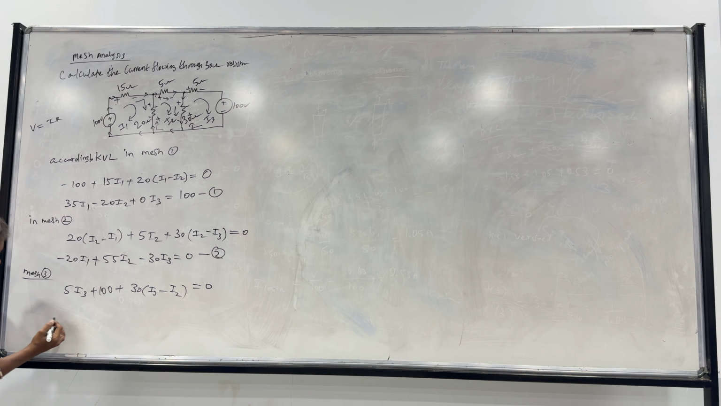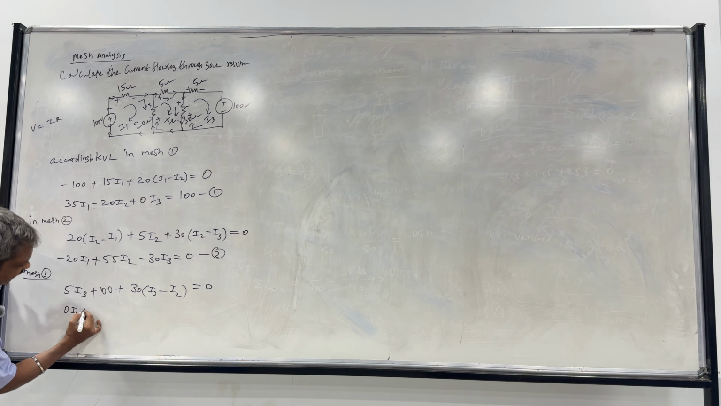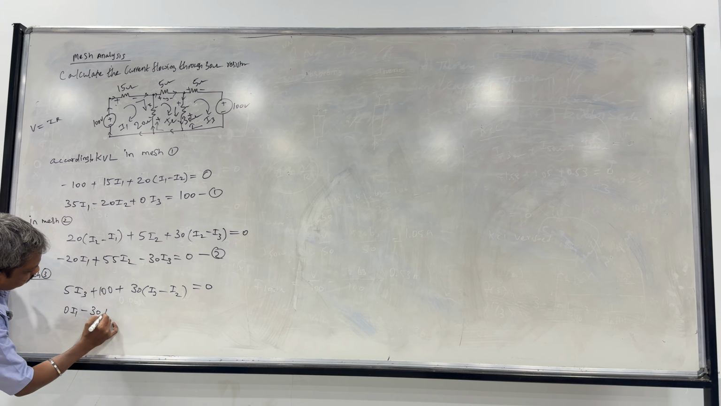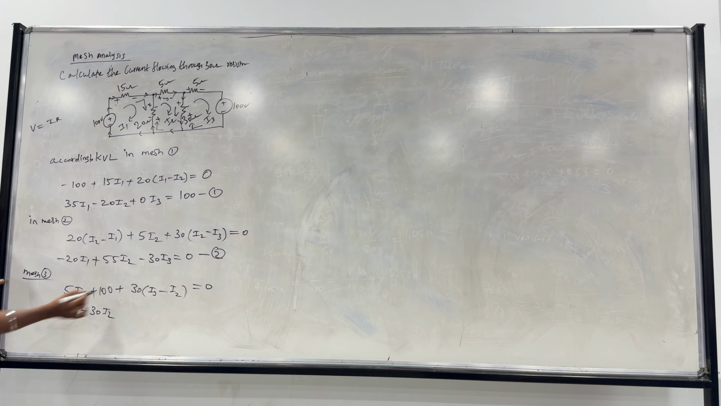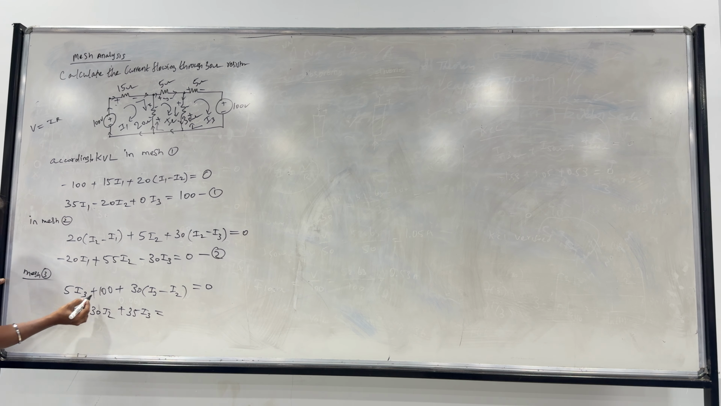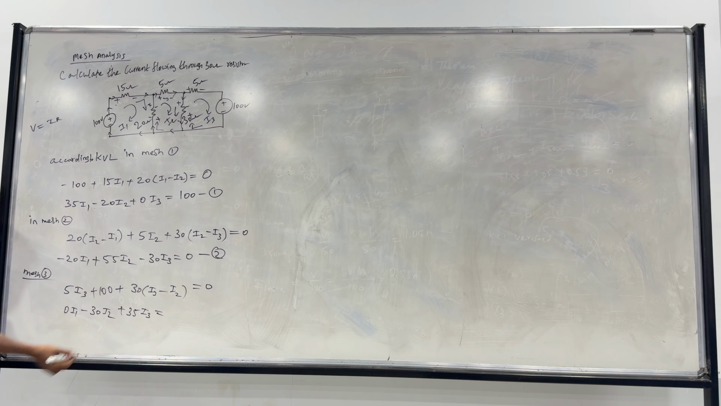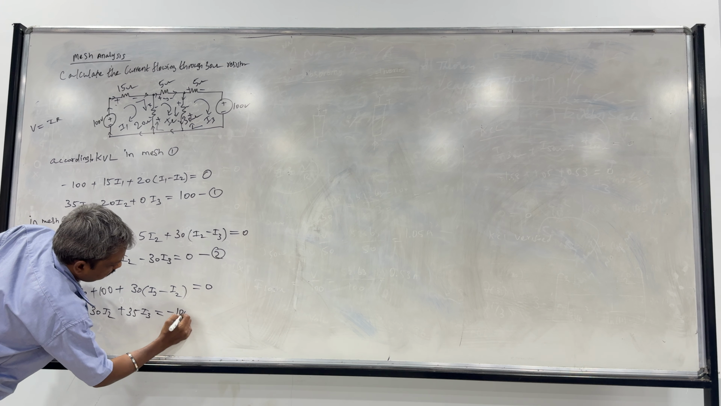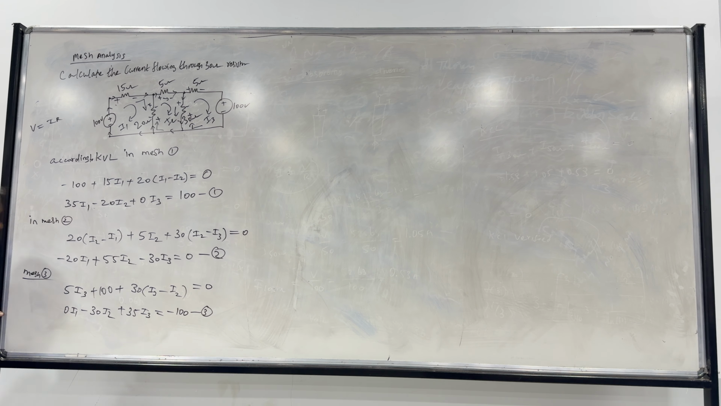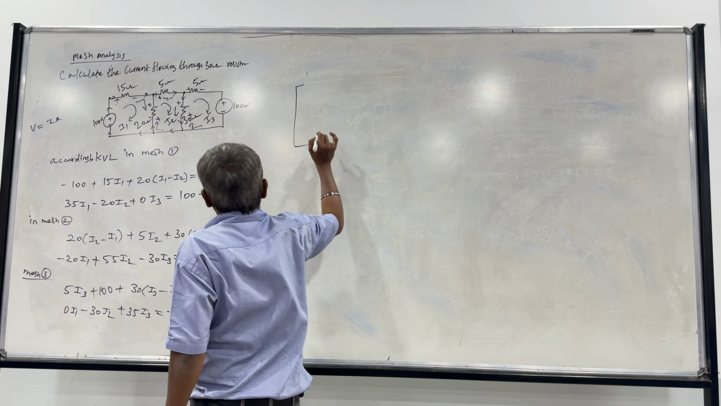Now I am consolidating 0 I1 minus 30 I2 plus 35 I3 equal to this positive 100. When you are moving to the right hand side, it will become negative 100. This is equation 3. Now I am writing the coefficients of all currents as a matrix. Simple, I am writing the coefficient matrix.